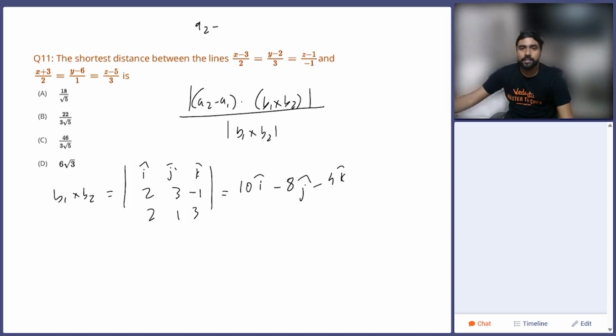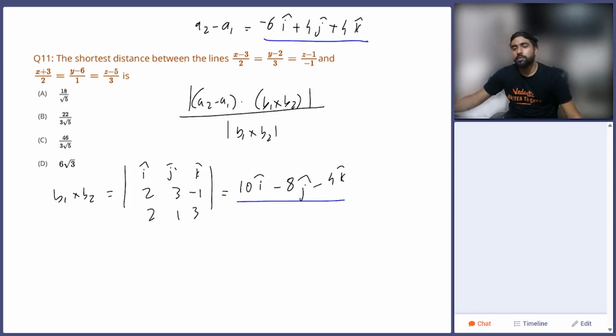And what is A2 minus A1? A2 minus A1 will be minus 3 minus 3, that is minus 6 i cap. Then you have 6 minus 2, that is plus 4 j cap. Then you have 5 minus 1, that is plus 4 k cap over here. Okay, this is A2 minus A1. Now A2 minus A1 dot B1 cross B2, what do you have? That's minus 60, minus 32, and a minus 16 over here, and the whole expression is divided by B1 cross B2 ka modulus.